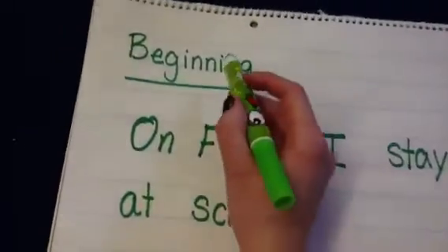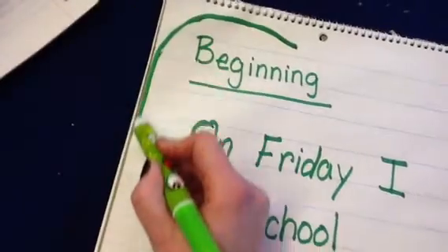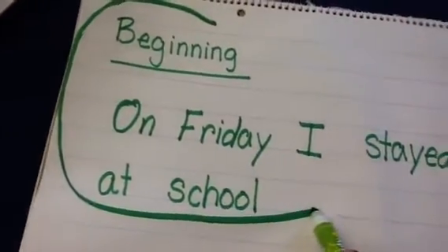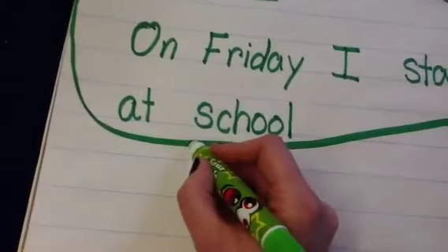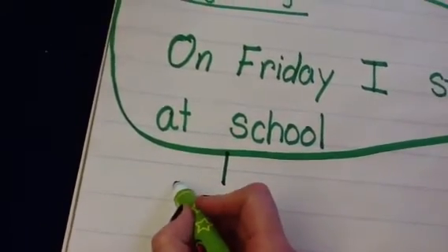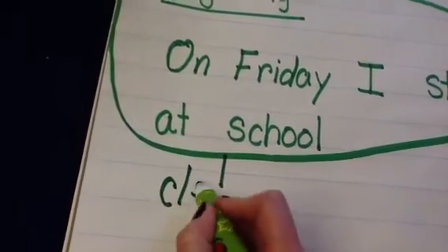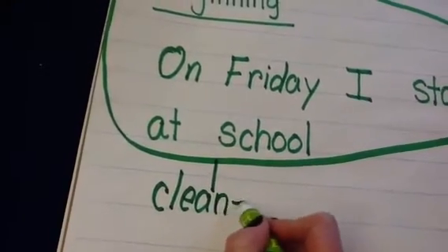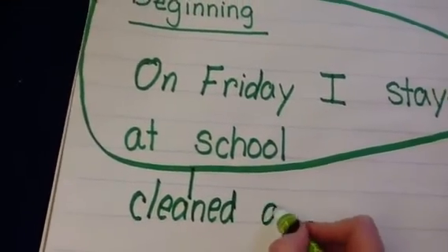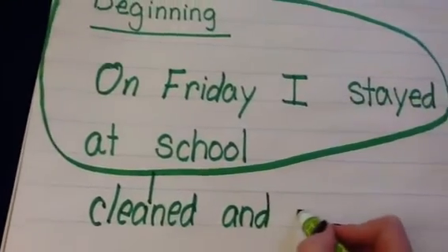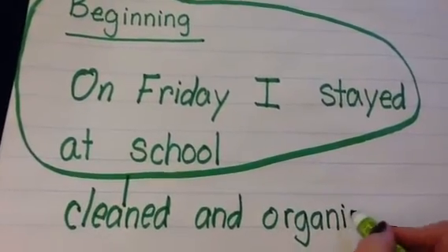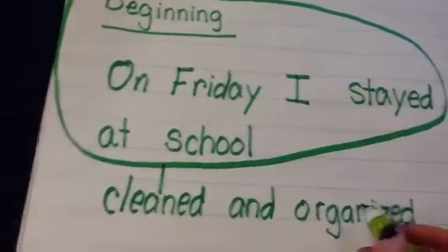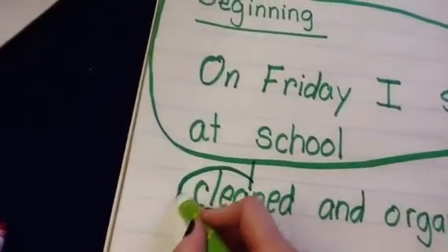So first, I'm going to draw a bubble around my beginning. Then I'm going to include those details. I'm going to include that I cleaned and organized. I'm going to draw a bubble around that detail.